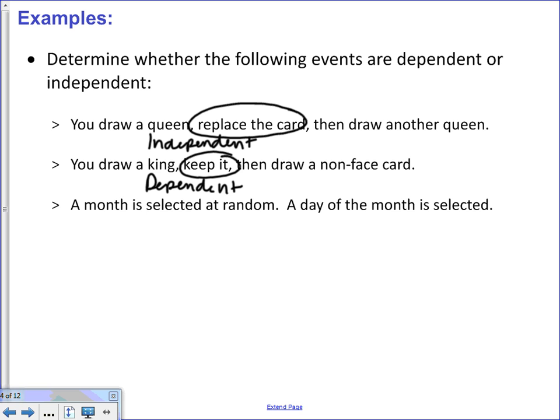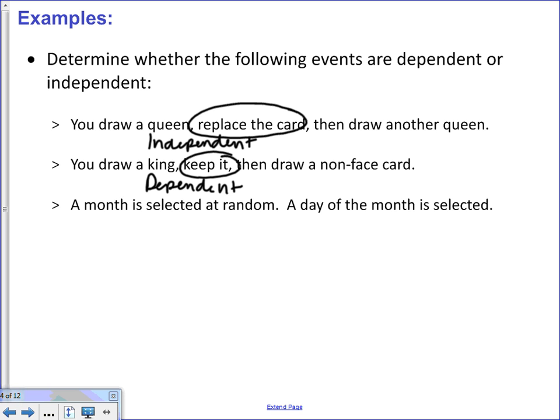Okay, so let's make some arguments. For independent, what's your argument for independent? Actually, couldn't it be both? Because the month is independent, and then since the day of the month is selected, that part is... Okay, so I see what you're saying. You're kind of splitting up into different probabilities.